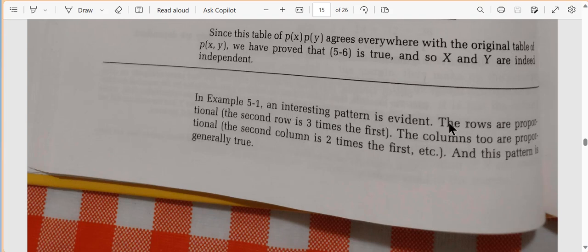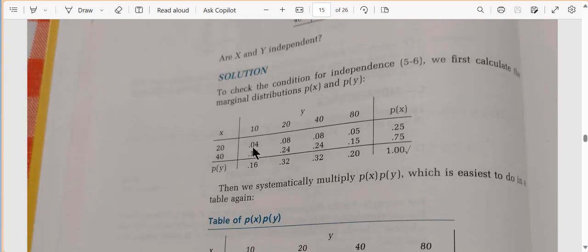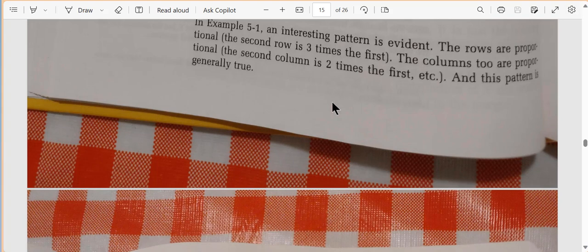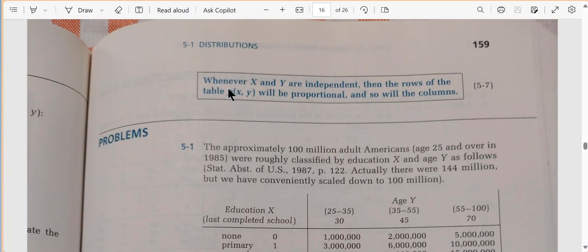They say, in example 5.1, an interesting pattern is evident. The rows are proportional. The second row is 3 times the first. The columns too are proportional. Okay, let's check that. So this is twice this, and I guess they're all proportional. The columns are also proportional.